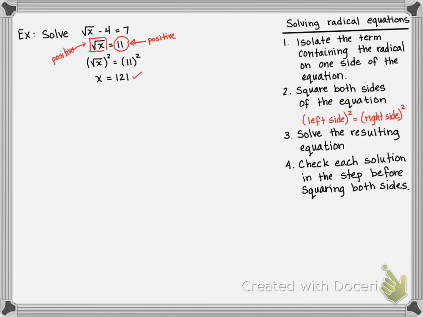As long as both sides are positive, it's not an extraneous solution. But it has to be in that step. It can't be in this step, because that -4 is going to affect the sign of the right side when we add it or subtract it.